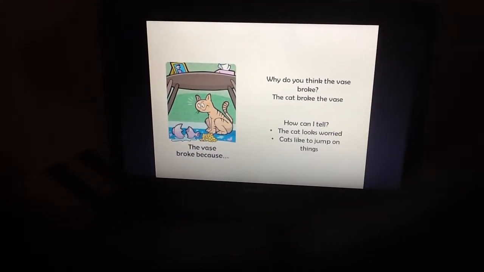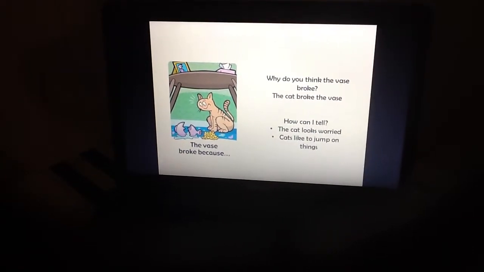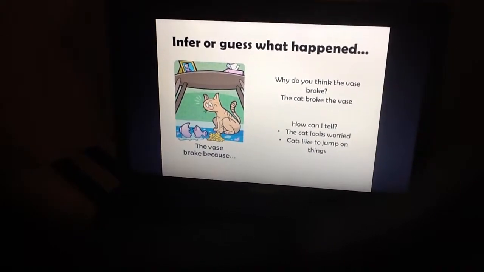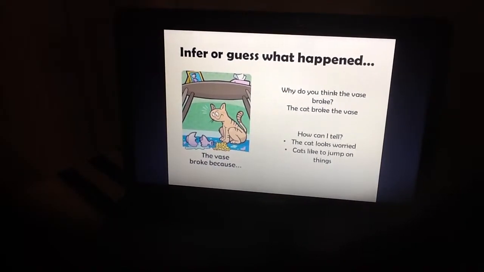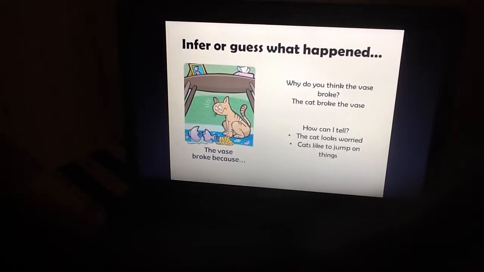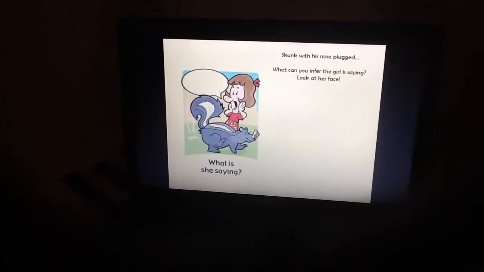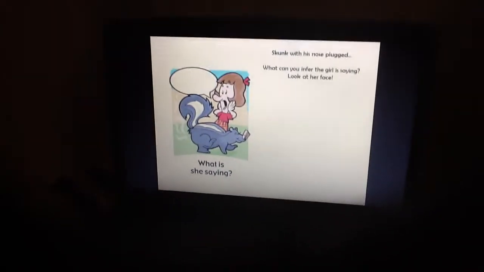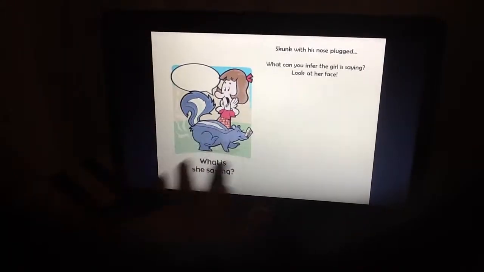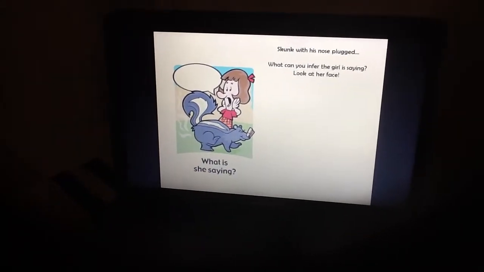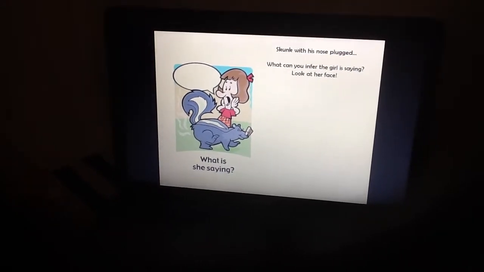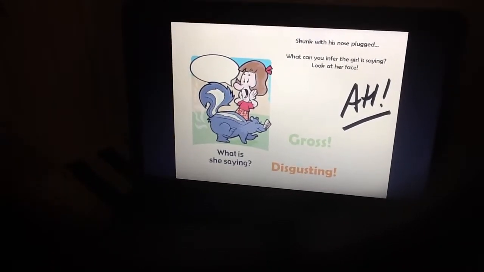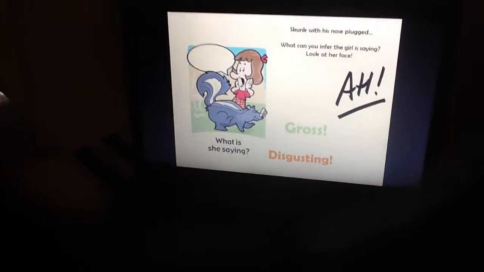The next example is the following. The vase broke because of, okay, so why do you think this happened? Maybe you can say the cat was jumping over the table, because the cat was playing, because someone moved the table. That might be your inference. And the third example is the skunk with the nose plug. So what can you infer the girl is saying? Imagine the skunk just jumped in front of her. Just by looking at her face, maybe she is screaming, or maybe she is saying gross or disgusting. Okay? So we are drawing conclusions.